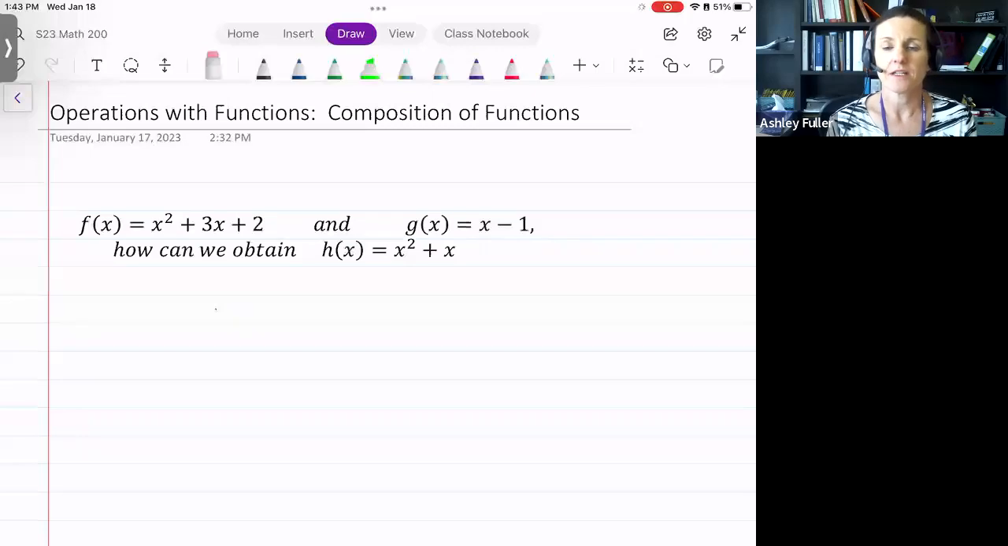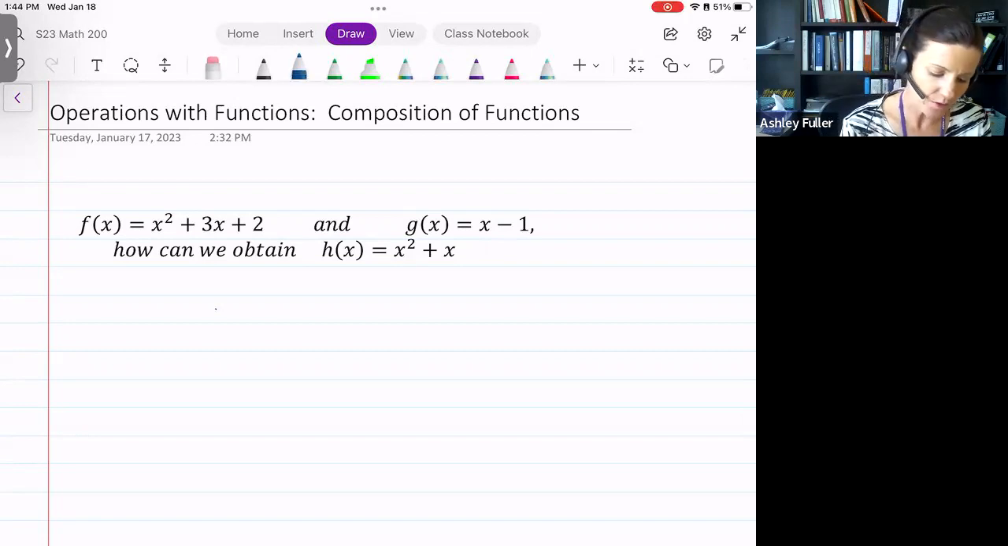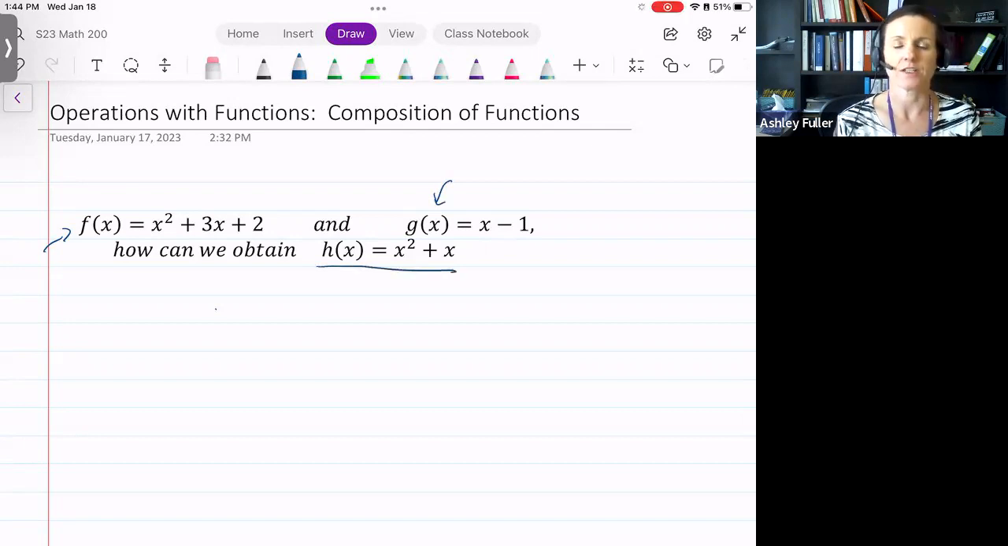While arithmetic combinations work to create some types of function, we also need another method in order to create a different kind of combination, and this is called composition of functions. As an example, suppose we have the function f of x equal to x squared plus 3x plus 2, and g of x equal to x minus 1, and we want to generate the function x squared plus x. We can't simply do this using our basic operations of addition, subtraction, multiplication, and division.